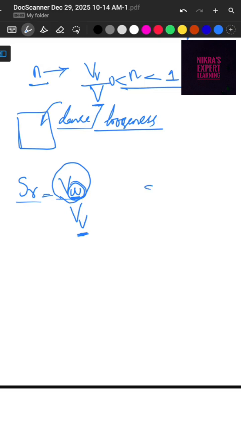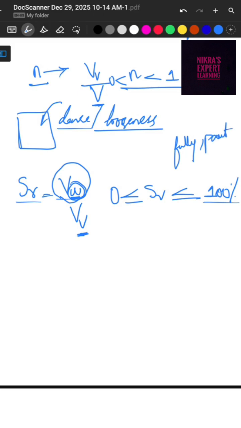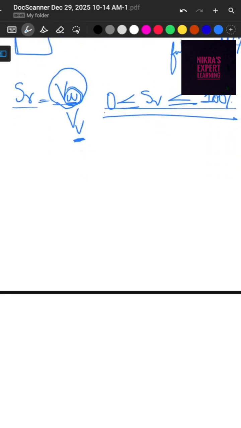Okay, and this value is generally greater than or equal to 0 and less than or equal to 100. When I am saying 100, it is fully saturated. As I have told you in the previous video, we have cases like fully saturated, partially saturated, and totally dry. So based on the degree of saturation, we'll be telling if it is a dry soil or partially saturated soil or fully saturated soil. When I am saying dry soil, that means Sr is equal to 0.